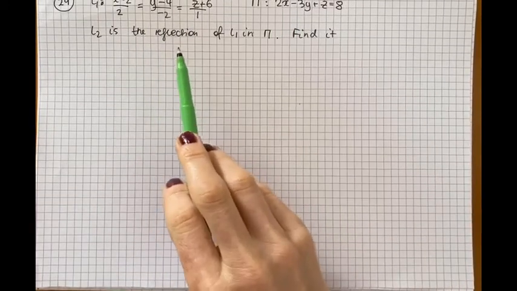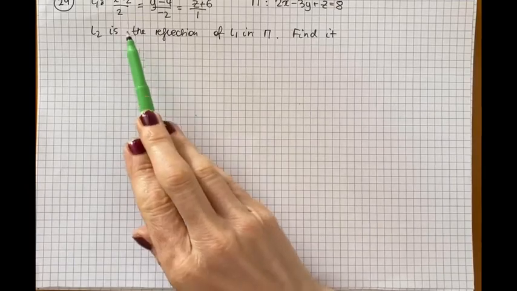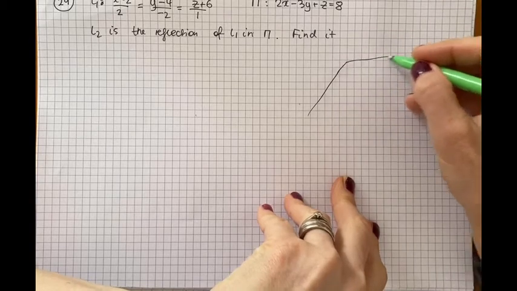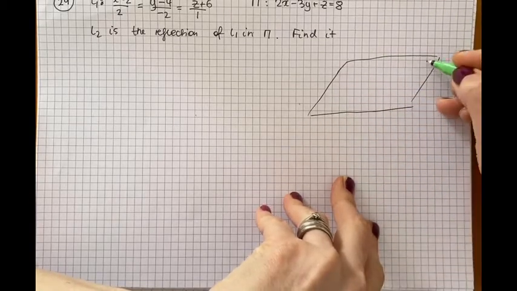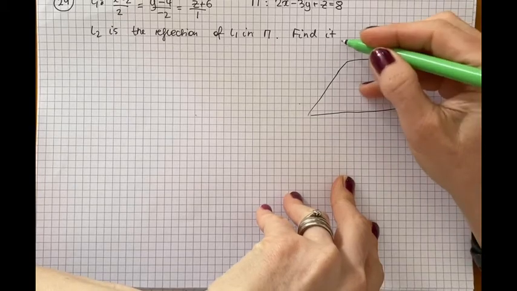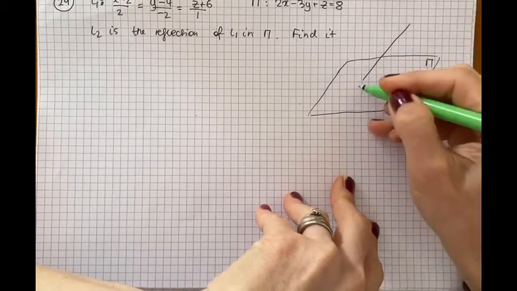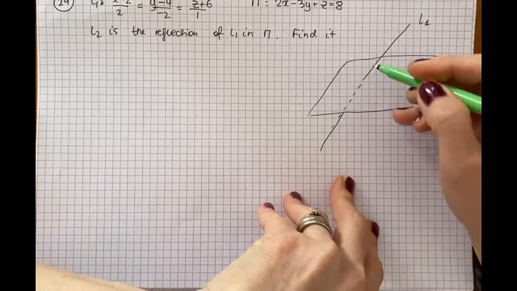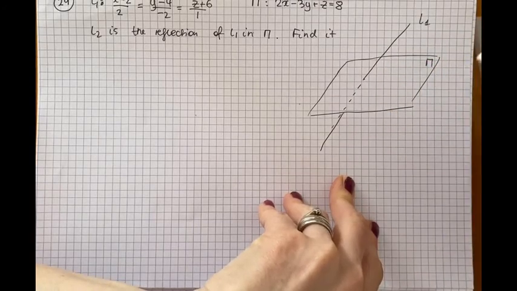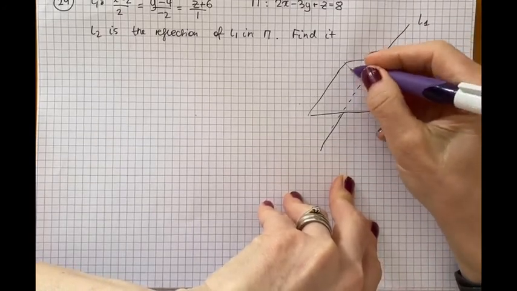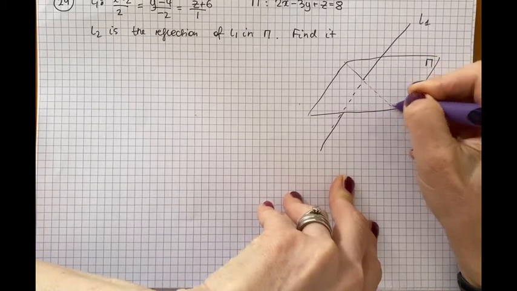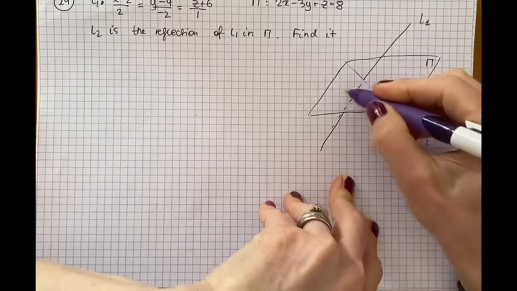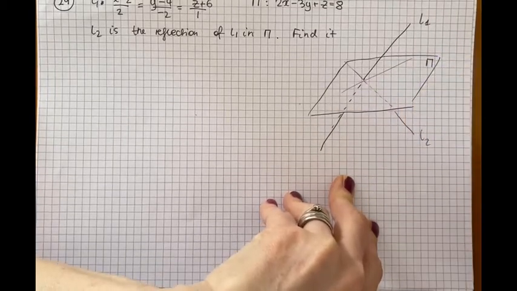Example 29, here we've got a straight line L1 and plane pi, and we've got to find the equation of the line that you obtain by reflecting L1 in plane pi. So if you imagine there's your plane, and there is L1, then we're looking for a line that you obtain by reflecting that line in the plane pi. So this is L2.